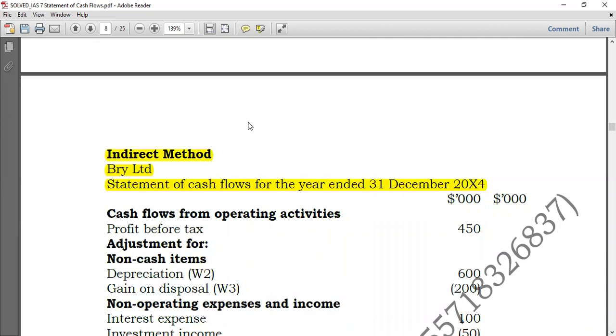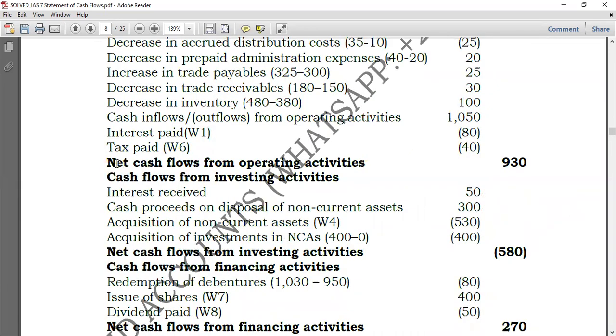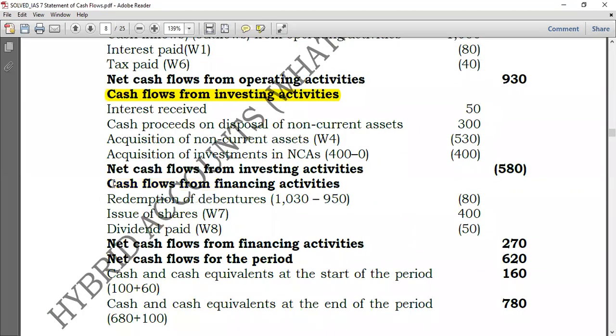And then we usually have three categories. Now, for convenience, I'll state them all right now. You will have cash flows from operating activities. This is what you always have to know. And then you will have here cash flows from investing activities. As I said, we usually have three activities. And then lastly, you will have cash flows from financing activities.